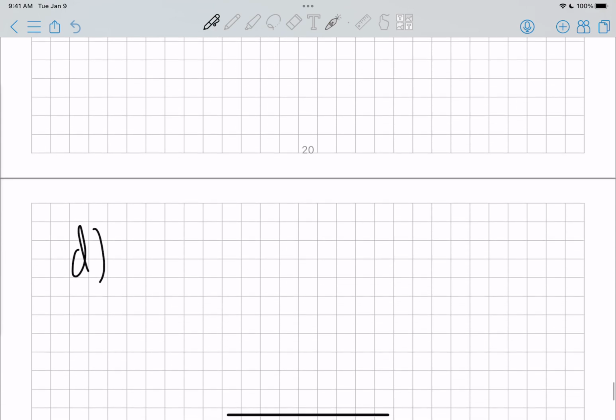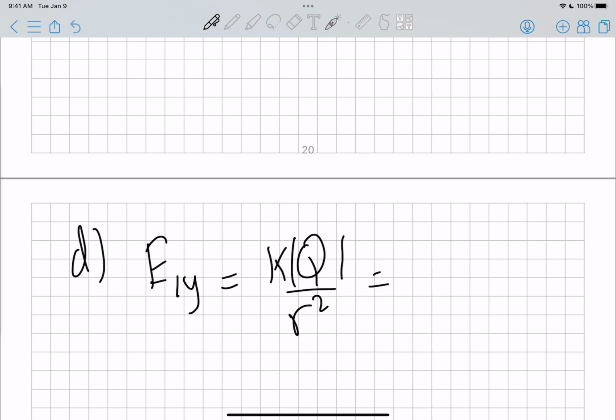And then D is actually where they're asking about the charge, right? So you would set E1y equal to kQ over r squared, and then you're basically just figuring out the Q. Actually, you don't even have to say E1y. You can just say EQ here. And then the r would just be the distance between point P and Q, which is 3 centimeters. Does that make sense?